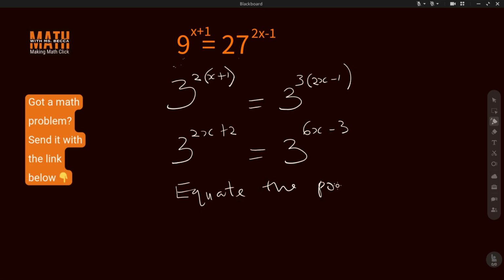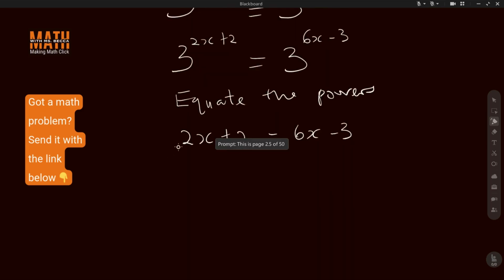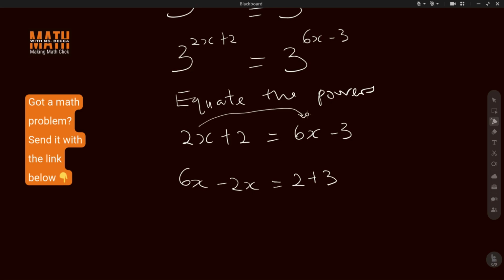Let's equate the powers of the left hand side and the right hand side so that we have 2x plus 2 to be equal to 6x minus 3. Now let's collect the like terms. That will give 6x minus 2x to be equal to 6x minus, that will give 2 plus 3, because if 2x comes here it becomes negative 2, and if negative 3 comes here it becomes positive 3.